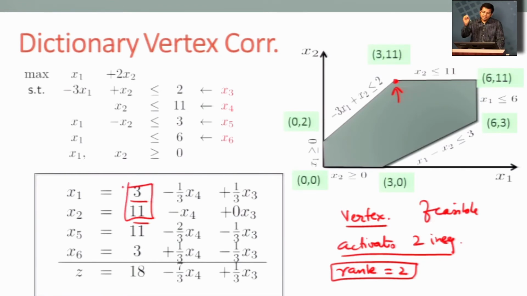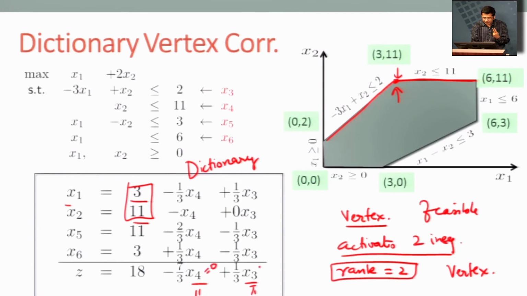So the very fact that you can construct this dictionary, we can prove that the rank of these two saturated constraints, x4 and x3, implies that the two activated constraints in the original problem have rank equal to 2. So therefore, it's a vertex. Hopefully you have gone through the chain of reasoning that I have mentioned in the last 2 minutes to convince yourself that this dictionary represents a vertex because, number one, it is feasible. Number two, it activates two inequalities in the original problem by setting two slack variables to 0, and the corresponding inequalities in the original problem get activated. And number three, the rank is going to be 2.